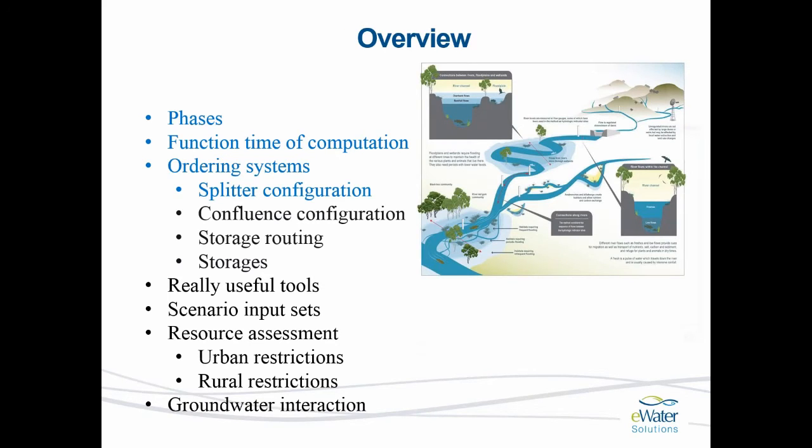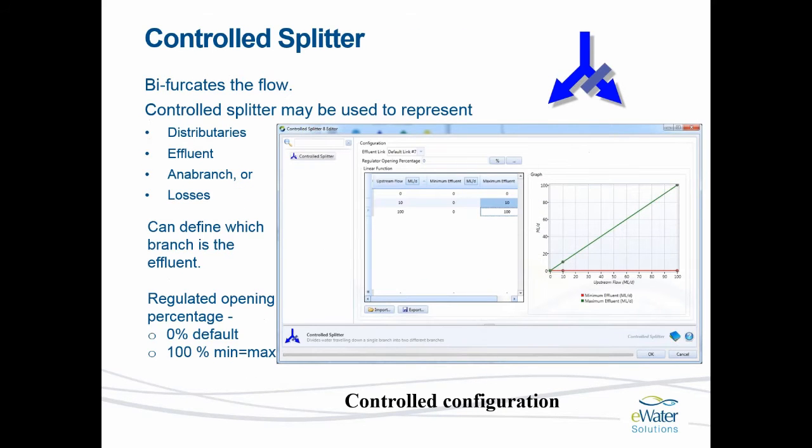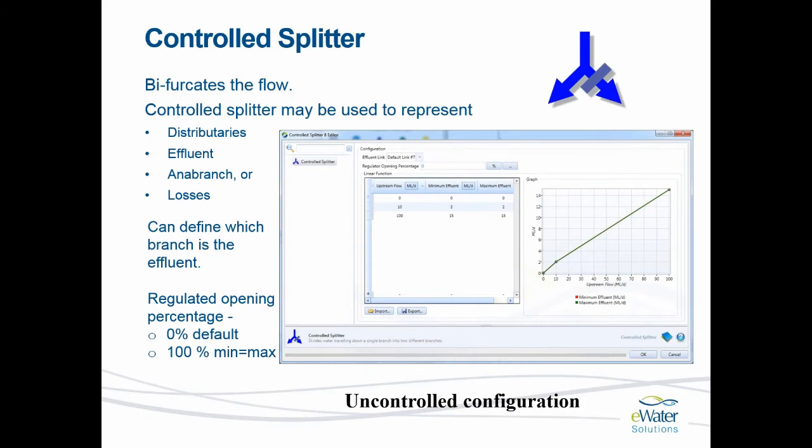So, looking at the splitter configuration. The splitter configuration is important because the splitter can actually be configured to order water, which I'll explain shortly. The splitter, of course, also passes orders upstream, but it can also initiate an order in its own right.